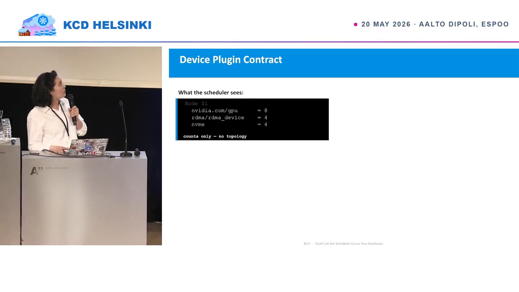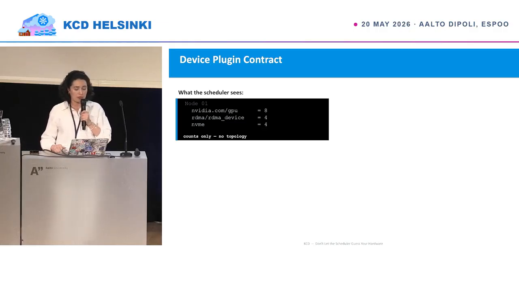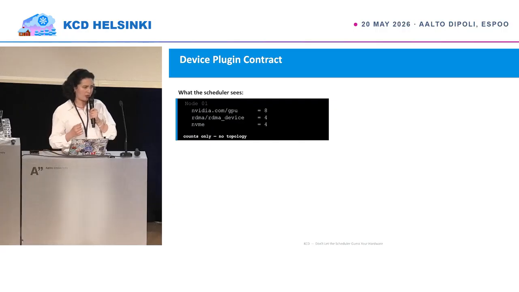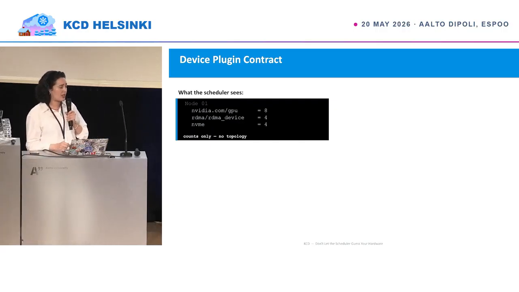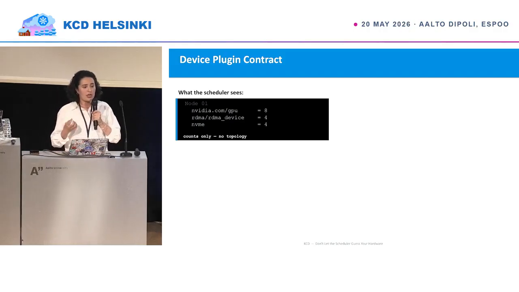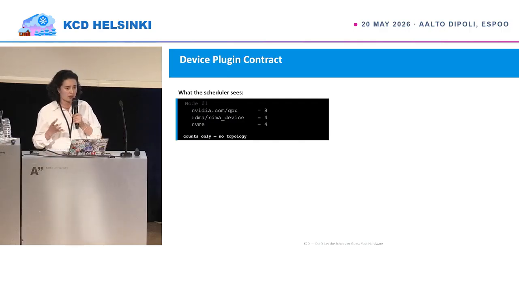To understand why topology is completely invisible to Kubernetes, we need to understand how the scheduler makes its placement decisions. The scheduler relies on the device plugin interface. The device plugin is the daemon set sitting on each one of the nodes, reporting to the kubelet the number of resources available per node, which means it reports counters to represent the availability of different resources. That's all. No hardware description, nothing about the topology, just counters and integers.